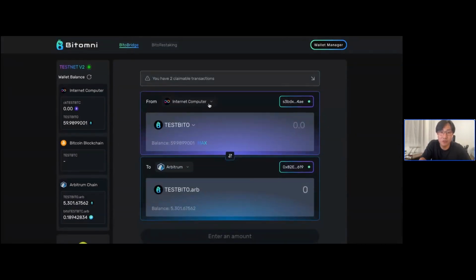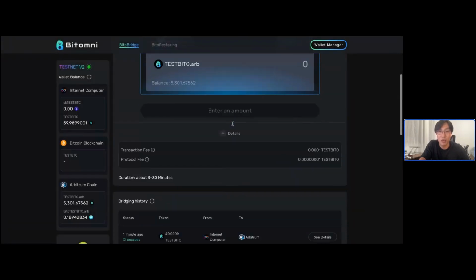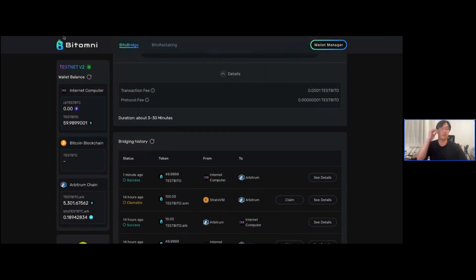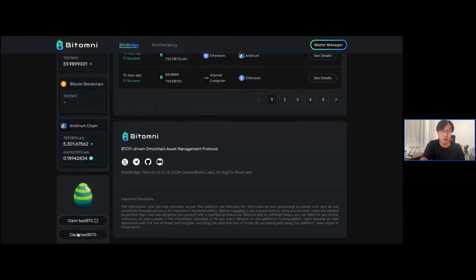Yes, and there are different routes and different combinations for the bridging. I encourage you to just try it yourself. It is easy if you have all these wallets. Just open up the app and connect the wallet. Before you can do the testing, you may need to claim some test tokens. TestBito, you can claim 100 Bito for each 12 hours.